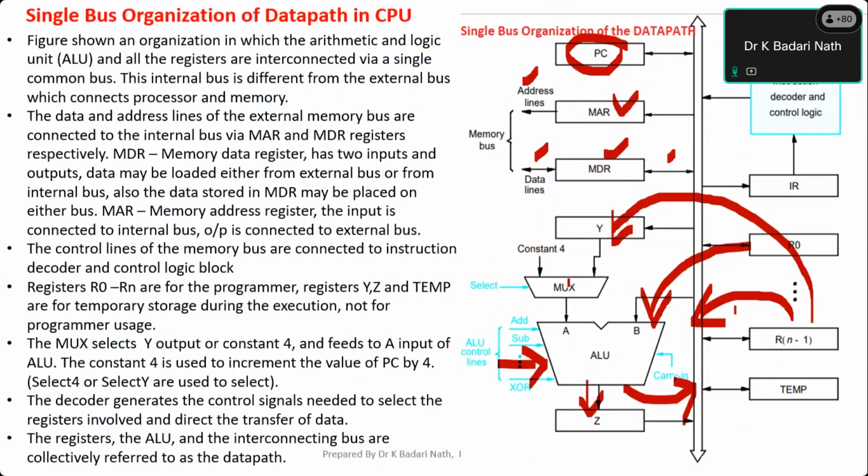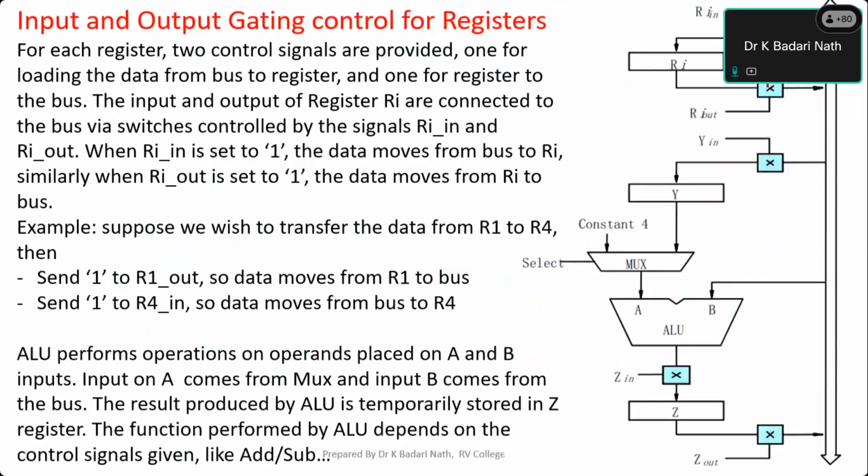Only when I say select 4, the constant 4 comes here so that I am able to add the program counter. So let's come back to here. That is the meaning of this one here. Now again, Z in is available, Z out is also available. Z in means whatever answer is generated by the ALU will be written to the Z. When I say Z out is enabled, whatever data is available in Z will go to the bus and go to the destination, whatever is required.